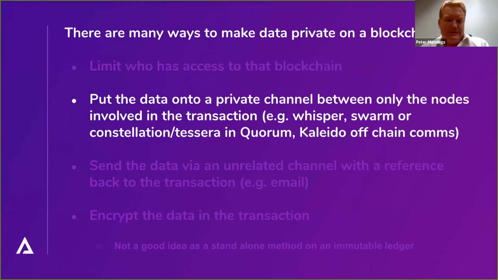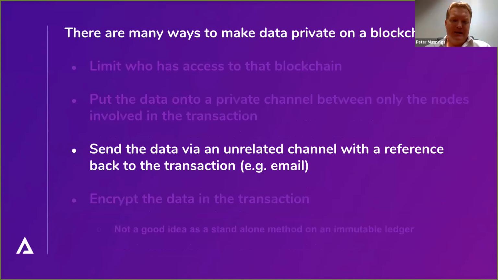The second way we could do it is to put the data onto a private channel between only the nodes involved in that transaction. And we have many examples of that: Whisper, Swarm, Constellation, or Tessera, and Quorum now, and Kaleido off-chain communication. So there's lots of ways of setting up private channels. The Pantheon guys are also on the call. They're going to talk a little bit about some of their sidechain work that they're busy with, and that's another form of doing a communication just between a set of actors on the network, a private channel, if you like.